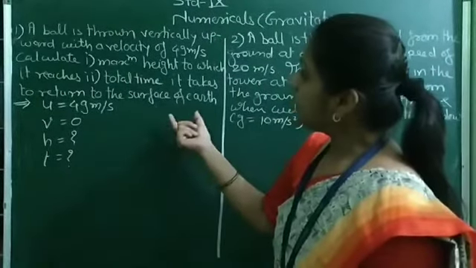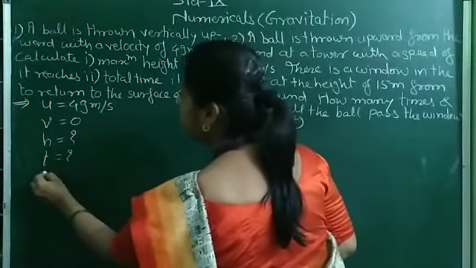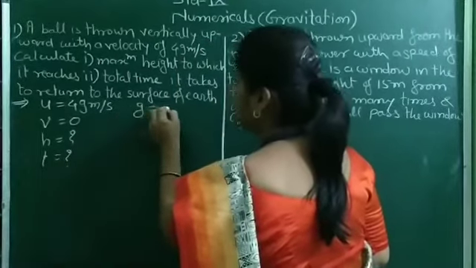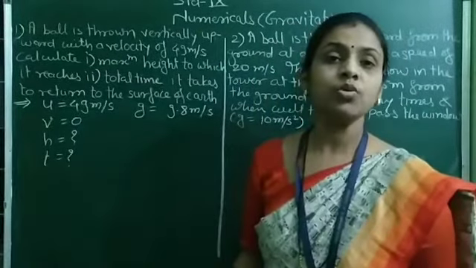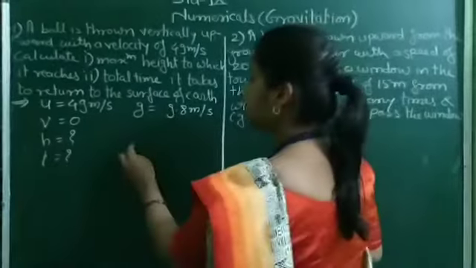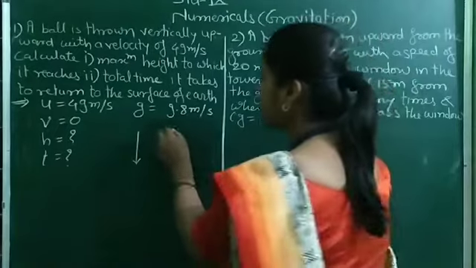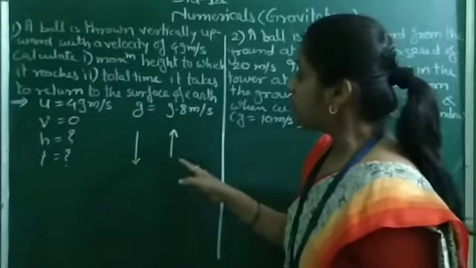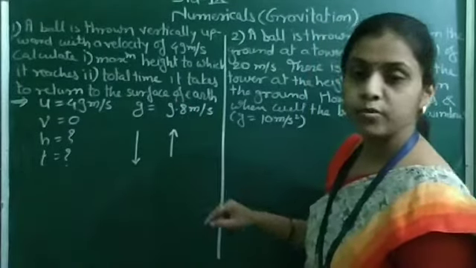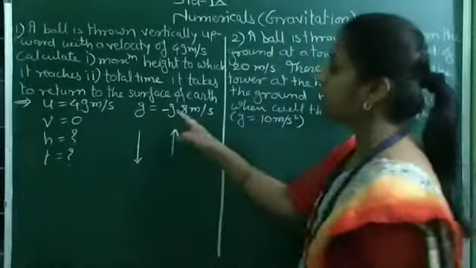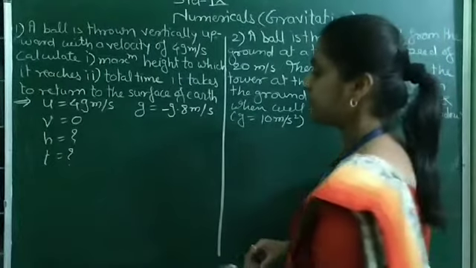In this case the value of g is not given, and in that case we take g is equal to 9.8 meter per second square. But as the object is thrown vertically upward, the acceleration due to gravity is always in a downward direction, but here the object is thrown in an upward direction. So as the object is thrown upward, the acceleration due to gravity acts in the opposite direction and it is denoted by a negative sign. So the value of g in this case is minus 9.8 meter per second square.